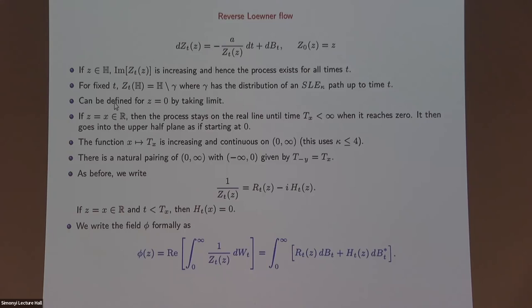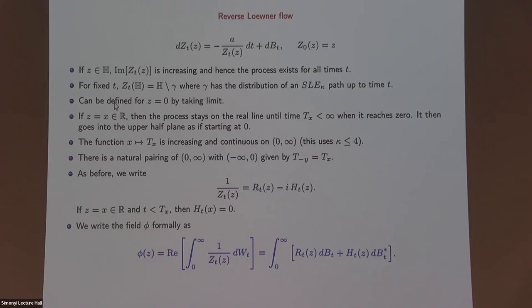And as before, I'm going to write this. And now I'm going to give you the formal field, the form phi of z. This is both on the real line and in the upper half plane, is the real part of 1 over Z_t dW_t. I'm writing it this way. One of my questions is, it'd be an obvious question, so I'll answer it now. I have no idea, which is, what does the imaginary part of this look like? It's a good question, but there's the expression.